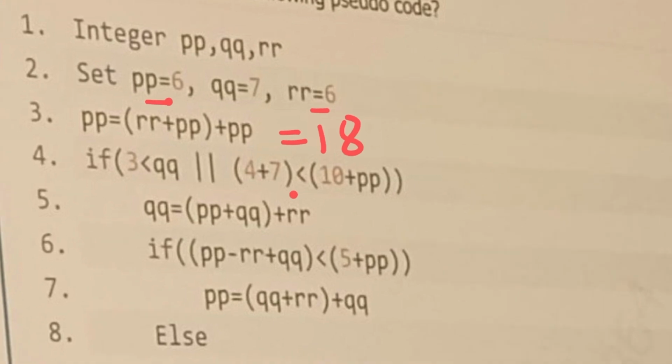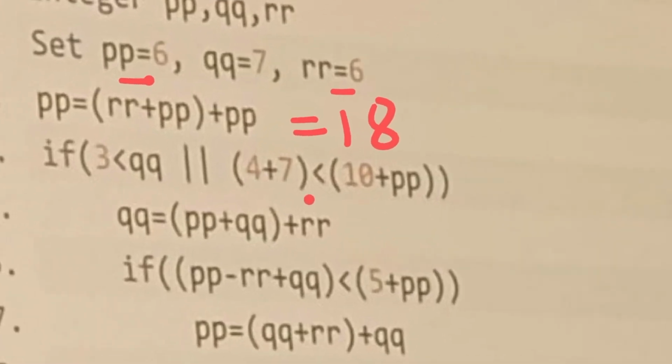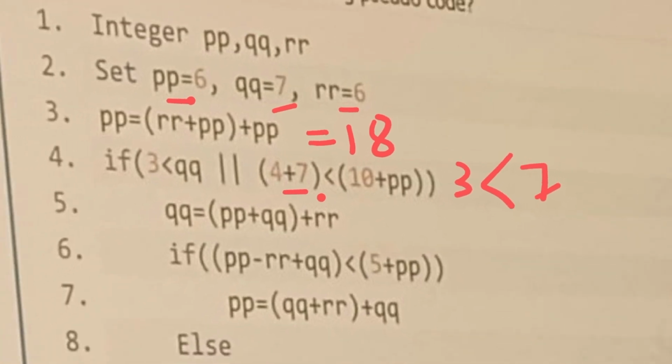Okay, so let's check. 3 less than q, where the value of q is 7, so 3 less than 7, yes, this is true. And 4 plus 7 is 11, and 10 plus p means 10 plus 6, which is 16, so 11 is less than 16. So we have checked this part already. 3 less than 7 is true, so we don't have to check this part. So this is point number 1: you have to skip this.